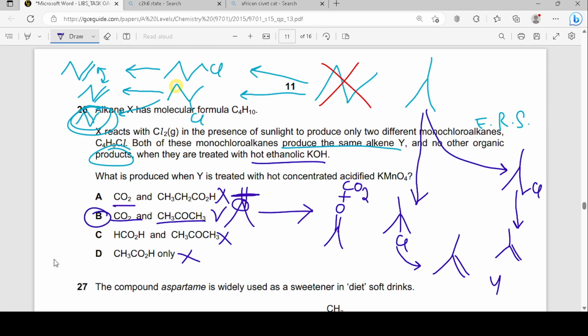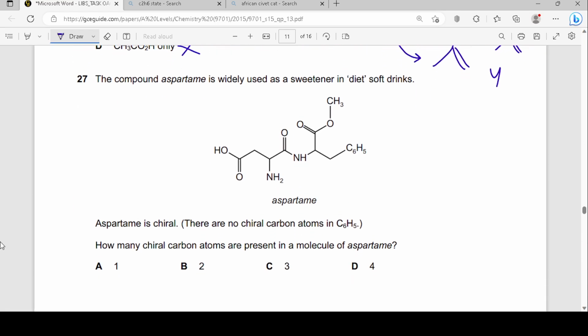Okay, next question. The compound aspartame is widely used as a sweetener in diet soft drinks. Aspartame is chiral. There are no chiral carbon atoms in C6H5. How many chiral carbon atoms are present in a molecule of aspartame? So we're ignoring this C6H5. Well, there's one here, and we're just counting the carbon. So one here, and that seems to be it. Let me just look more carefully. Yeah, okay, I found another one actually. This one.